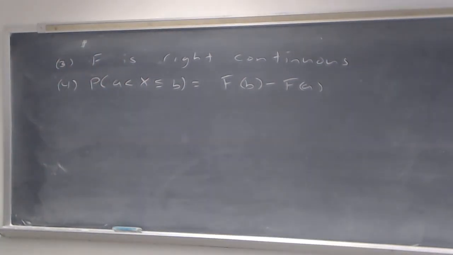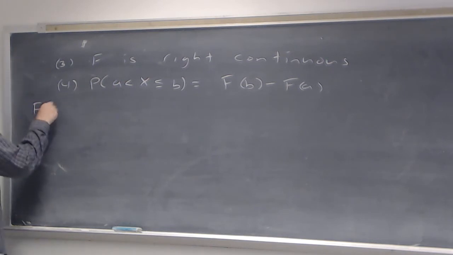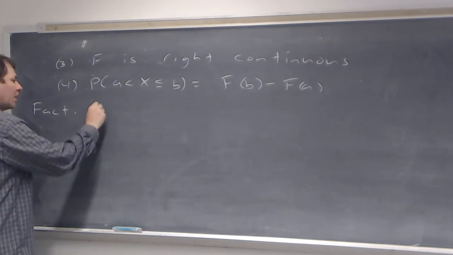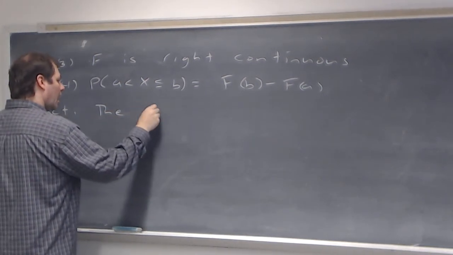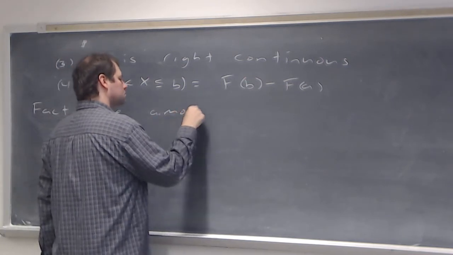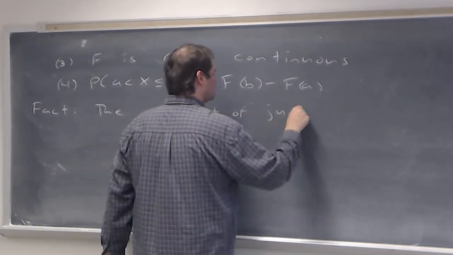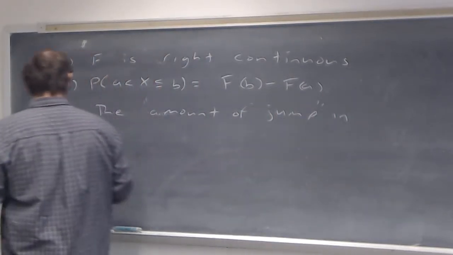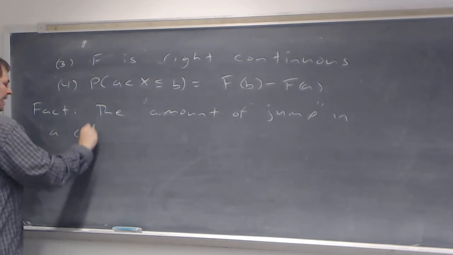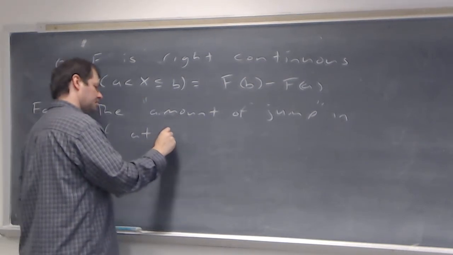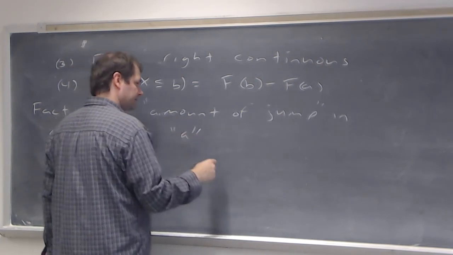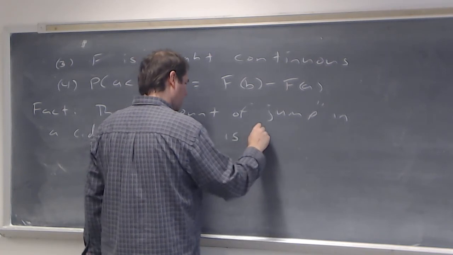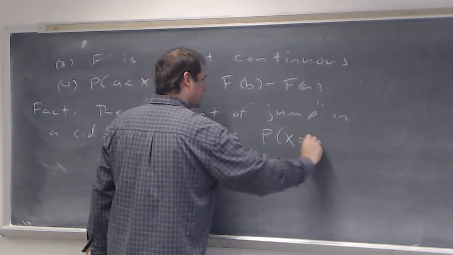All right, I'll list one more fact. I'll put it more as a comment than a fact. The amount of jump in a CDF at the value A indicates, or is, the probability that X is equal to A.